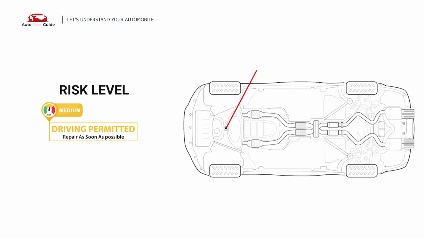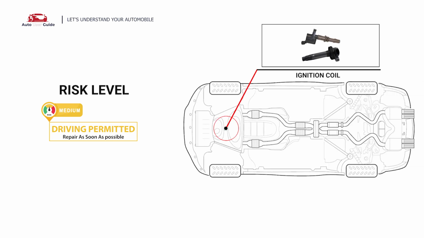This engine code indicates that the PCM or ECM detects an issue with the secondary circuit of ignition coil A. It triggers the P2302 code and illuminates the check engine light. Under this circumstance, short-distance driving is permitted, but your vehicle should be repaired as soon as possible.